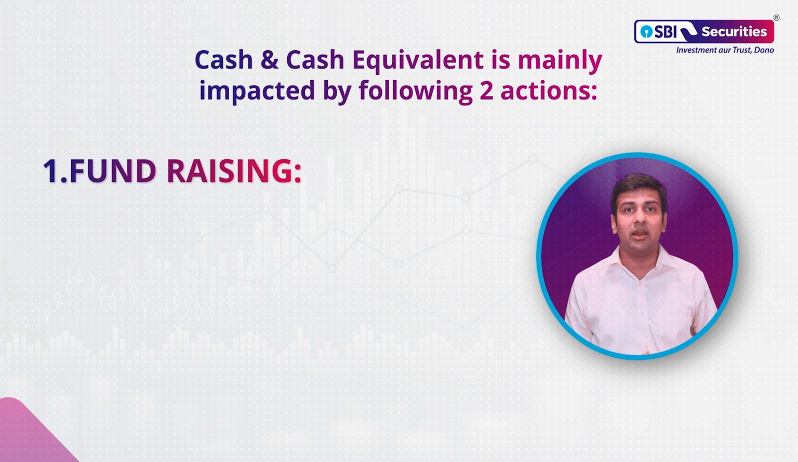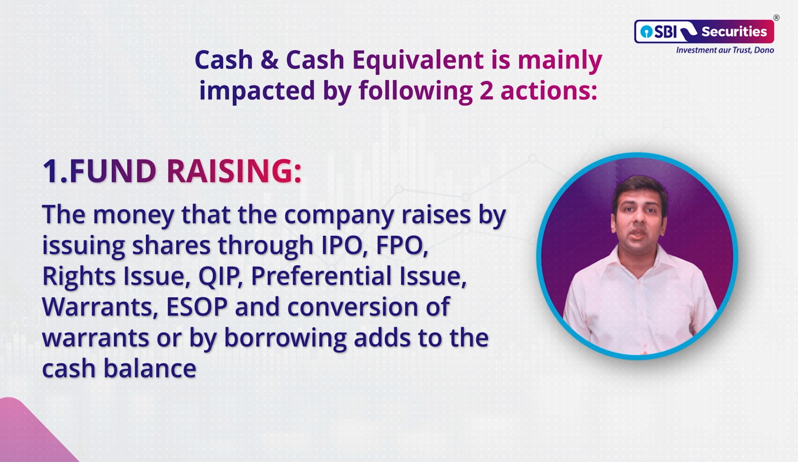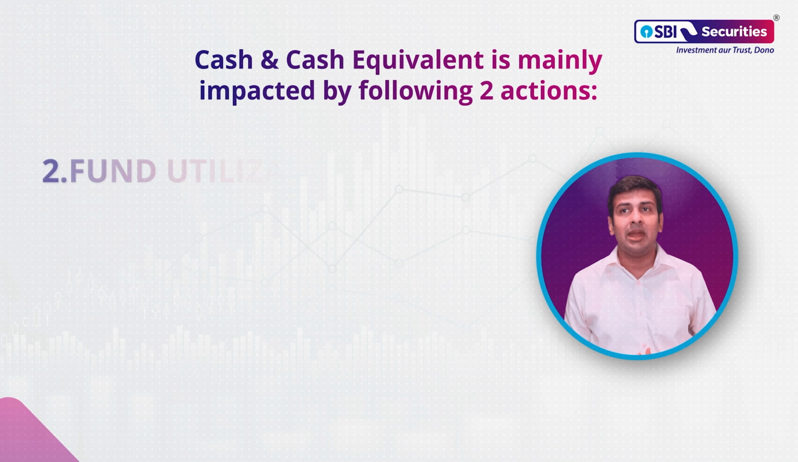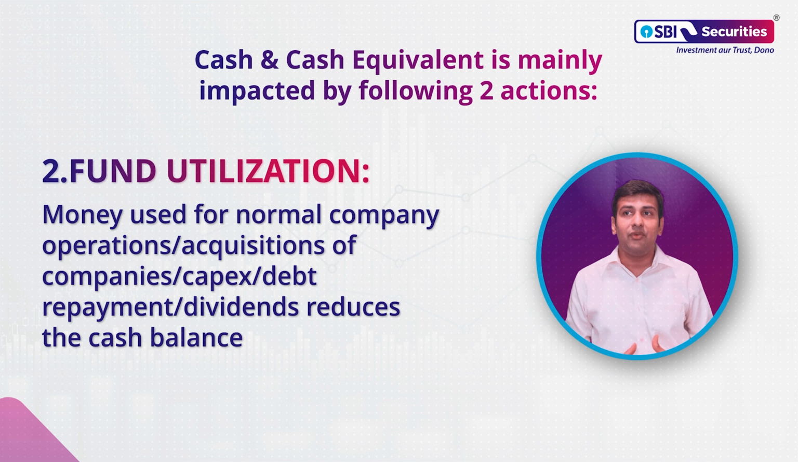So first, you have fundraising, the money that the company raises by issuing shares through IPO, FPO, rights issue, QIP, preferential issue, warrants, ESOP and conversion of warrants or by borrowings adds to the cash balance. And second, you have fund utilization, where the money is used for normal company operations or acquisitions of companies, capex, debt repayment, dividends, which reduces the cash balance.